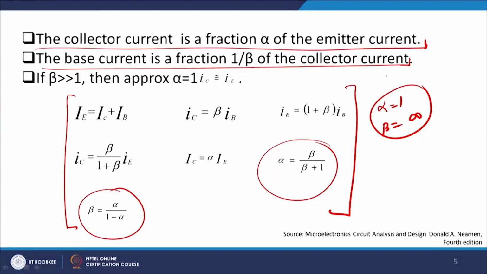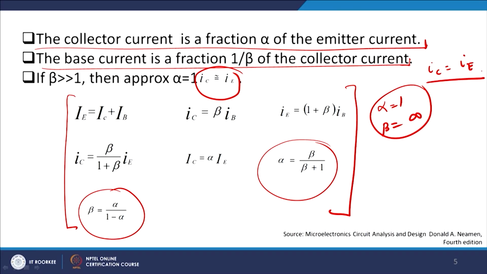So let me at this stage finish off with the common emitter configuration. When we meet next time we will start with common base and common collector. What we have learned in this lecture is the common emitter configuration, how we can calculate the value of current and basic amplification in it, and also how it can act as a switch. So when beta is much larger than 1, I get approximately alpha equals 1 and IC equals IE, and therefore the collector current is approximately equal to the emitter current.